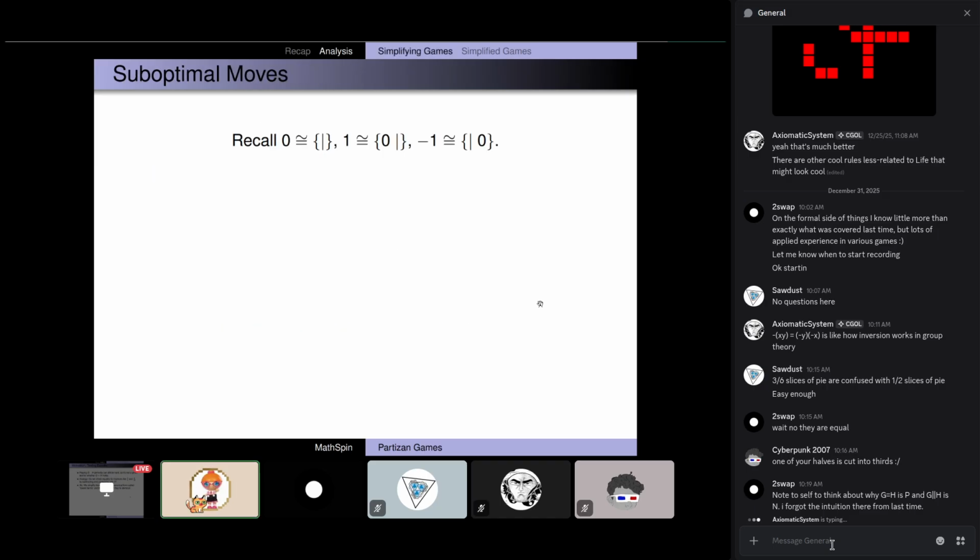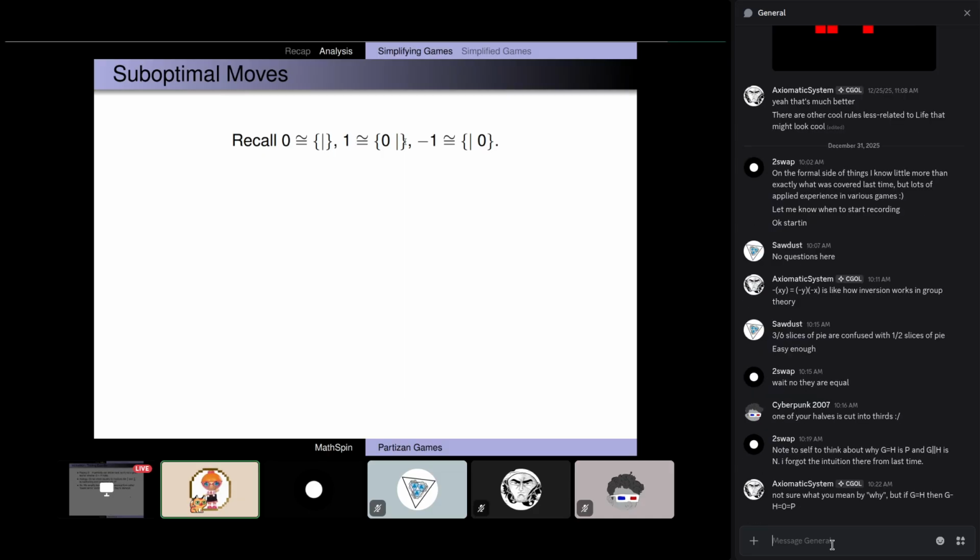So the first thing in terms of simplifying games is about suboptimal moves. We have it on the screen: 0 is the game with no options, 1 means that left has an option of 0, -1 means that right has an option of 0, and that's it. So just an example, we could consider this game where, say, left can move to -1 or 0, and right can move to 1. And let's say we're taking the difference between that and 1, just to spice things up a bit.